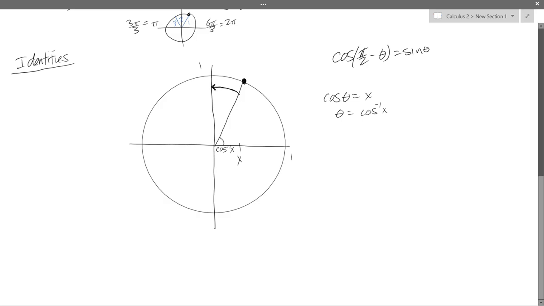So where is the pi over 2 minus theta angle? If this angle, the standard angle right here that we measure, is theta, the pi over 2 minus theta is: start at pi over 2 and then come back that much. So this angle right here that I labeled is pointing the wrong way, but it's basically pi over 2 minus theta. So how do I get to that angle? It's going to be sine inverse x. So that angle will be sine inverse x. So if we add up cos inverse x plus sine inverse x, we'll get pi over 2. We add those two together, we'll be all the way at the top, pi over 2.